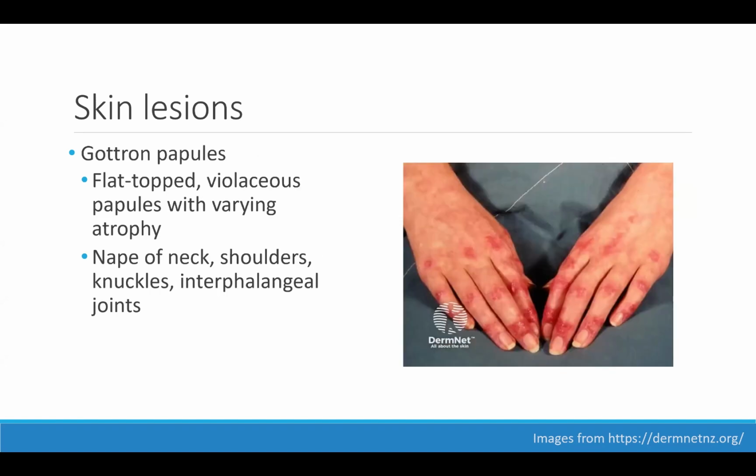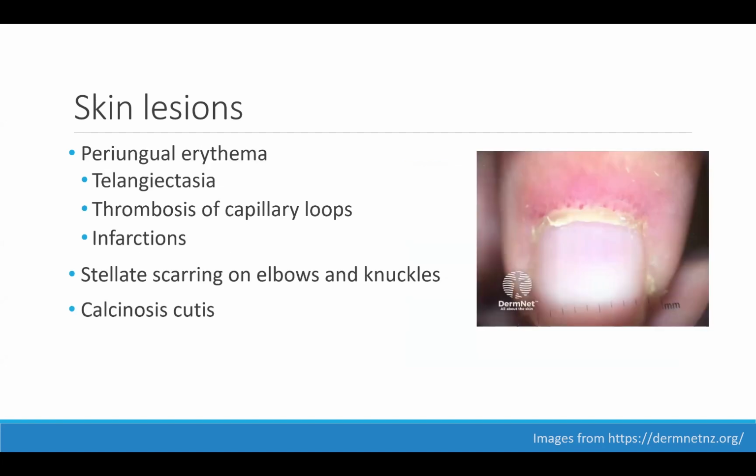These are Gottron papules. They are flat-topped violaceous papules with varying atrophy. Common sites are the nape of the neck, shoulders, knuckles, and interphalangeal joints. Periungual erythema may also occur. We are looking for telangiectasia, thrombosis of capillary loops, and infarctions. Other manifestations are stellate scarring on the elbows and knuckles, as well as calcinosis cutis.